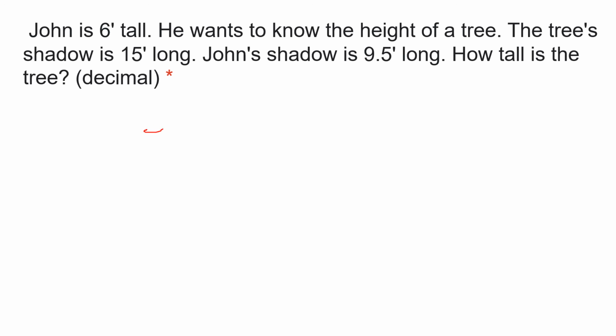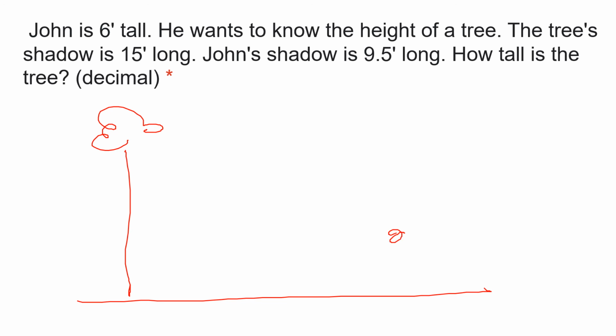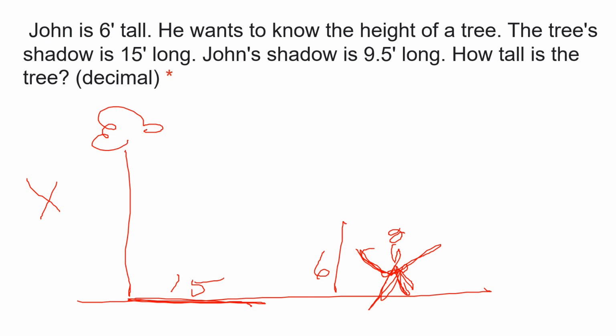And your final problem, there's the tree, there's the ground, there's Joe. Okay, yeah. Alright, so then Joe is 6 feet tall. That's why nobody messes with him, even though he's deformed. Okay, and he wants to know the height of the tree. The tree's shadow is 15 feet long, and John's shadow is 9.5.